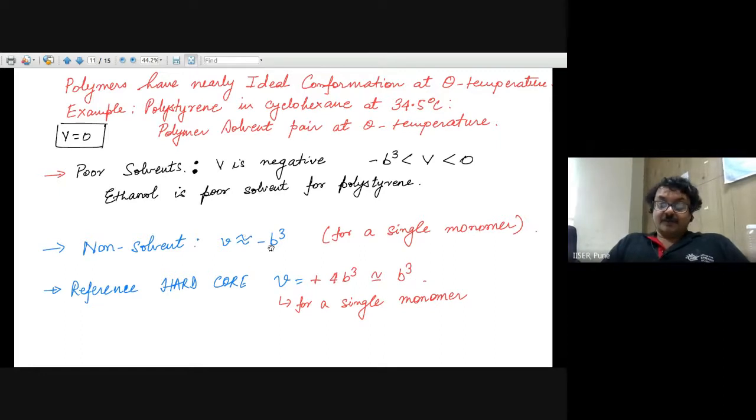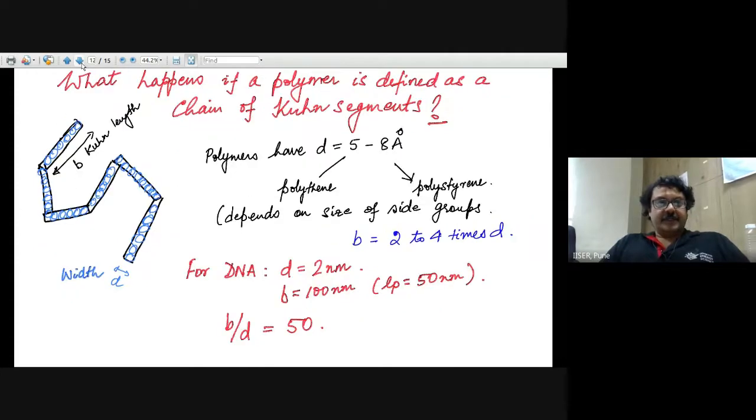And for a non-solvent, this excluded volume is negative b cubed. Right? So you classify how the polymer is behaving depending upon the monomer or the polymer-solvent interaction. And when it's a good solvent, then basically it spreads out, right? Okay.